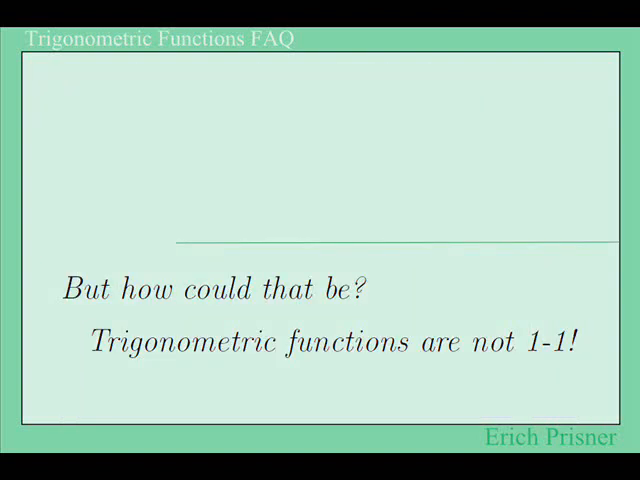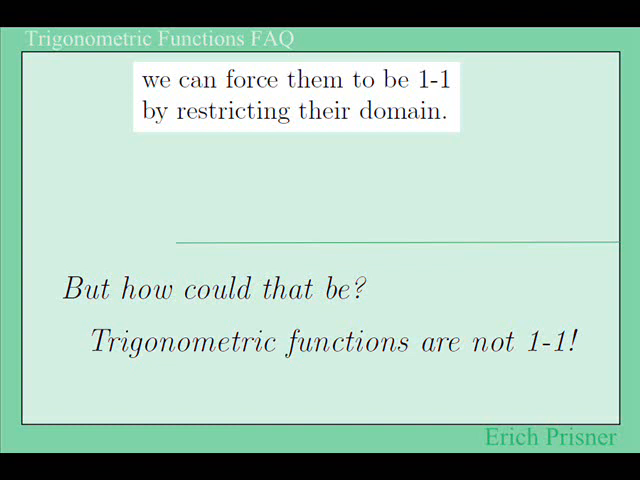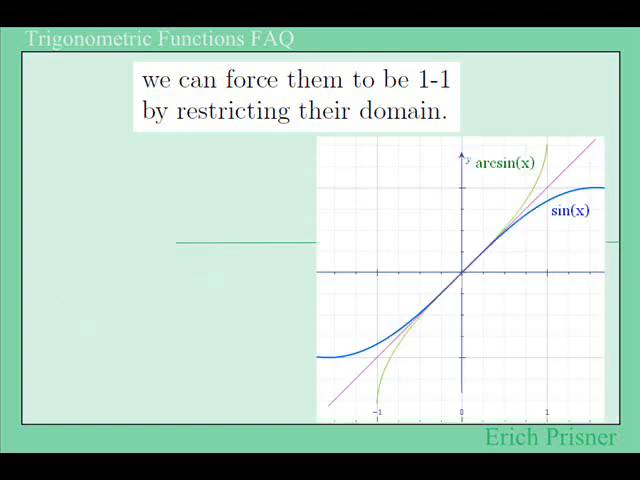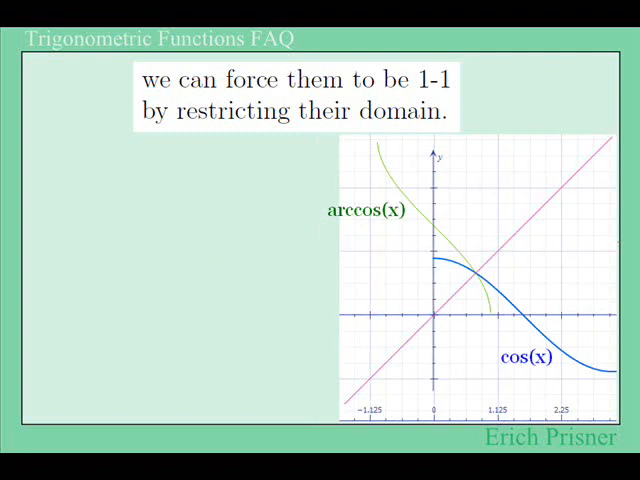Trigonometric functions are not one-to-one. Yes, you're absolutely right, they are not. But we can force them to be one-to-one by restricting the domains. Sine of x and tangent of x, for instance, are one-to-one for x between negative pi over 2 and pi over 2, whereas cosine is one-to-one for x between 0 and pi. So we restrict the domains of the trigonometric functions to these domains and get one-to-one functions that have inverses.